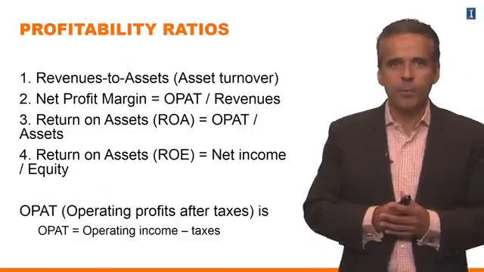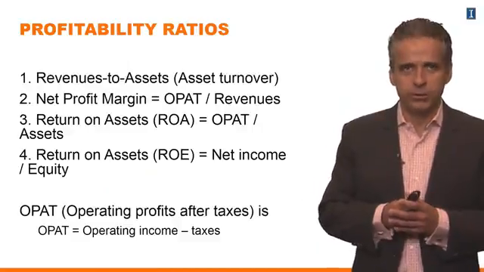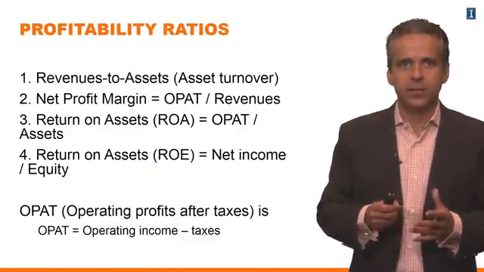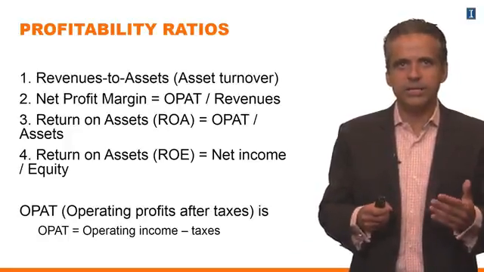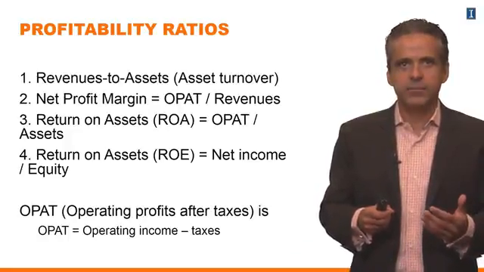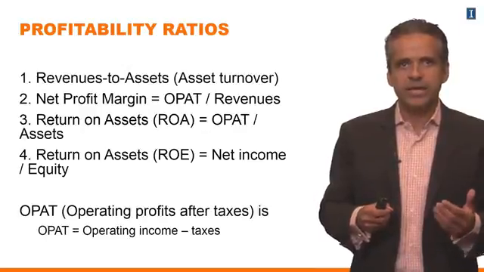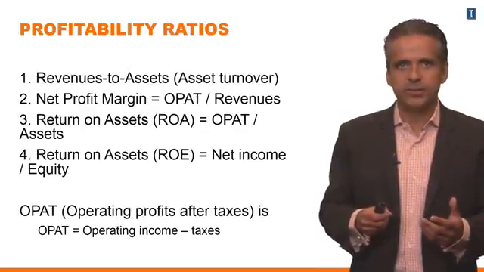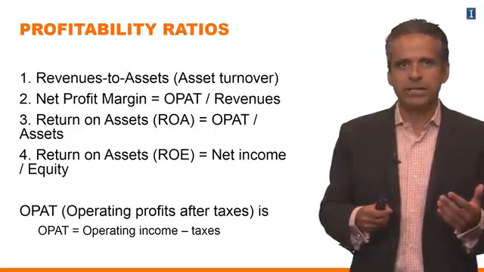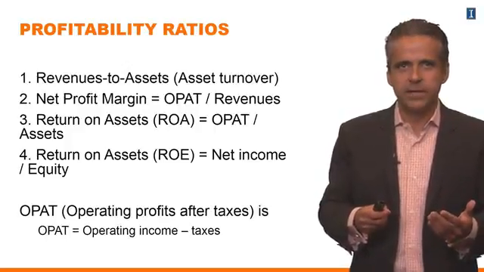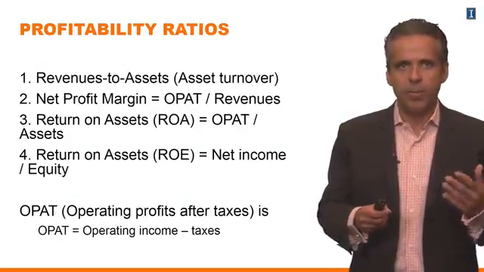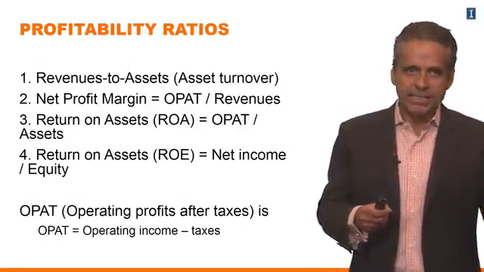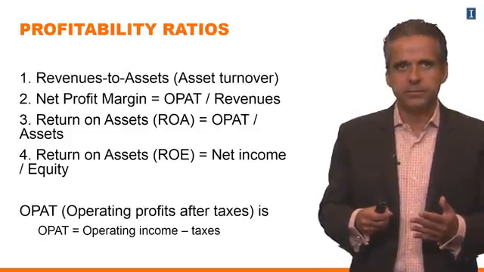There are 4 profitability ratios that we're going to discuss. They are defined here: asset turnover, net profit margin, return on assets, and return on equity. And you can see that for some of these ratios, we are going to use this important measure, which I call OPAT, okay? Which is operating profits after taxes. OPAT is defined as operating income minus taxes, okay?